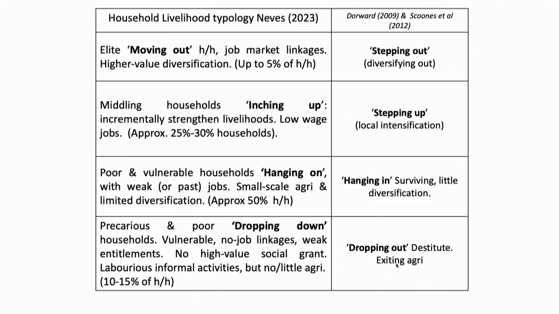It's in this context that, through my research, we drew on qualitative and quantitative data, and have sought to understand, in this very particular geographical context across three villages, processes of social differentiation. And what I'm drawing on here is a household livelihood typology, and it's indebted to the work of Dorward and Scoones, and we've just heard Scoones' name in relation to Zimbabwe, of course.